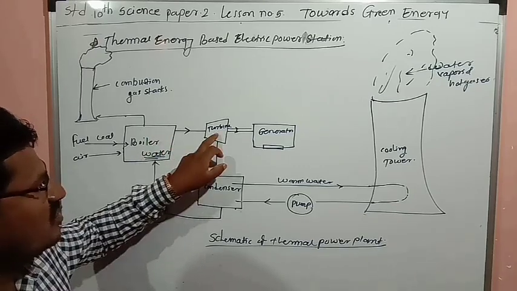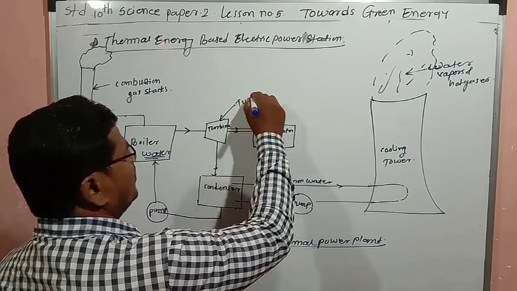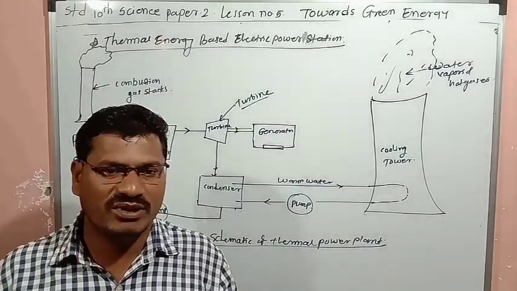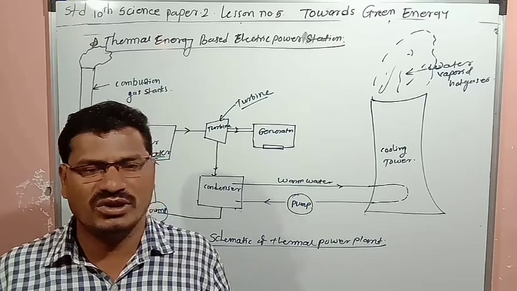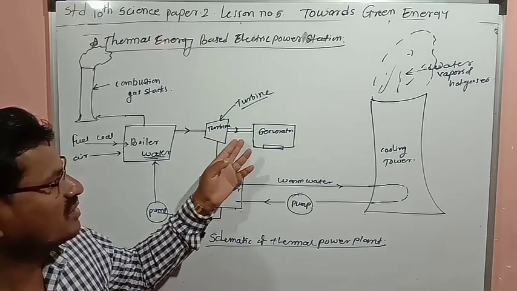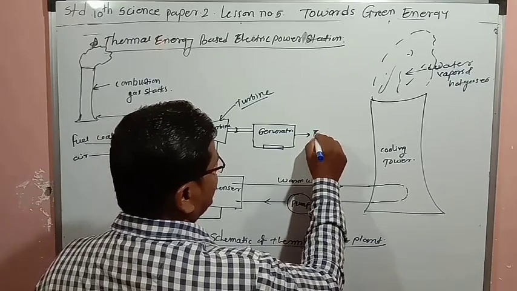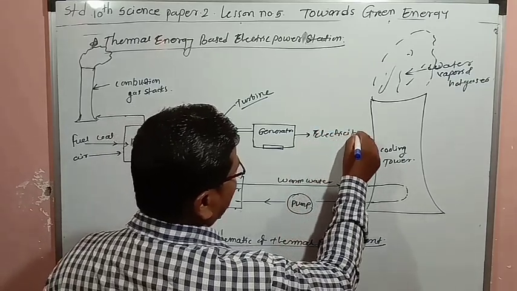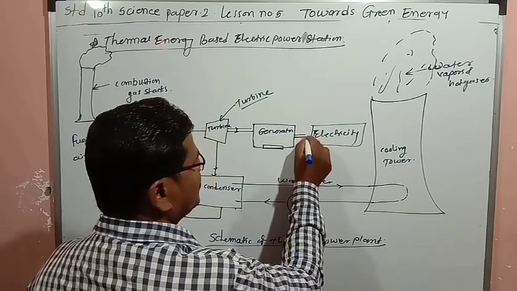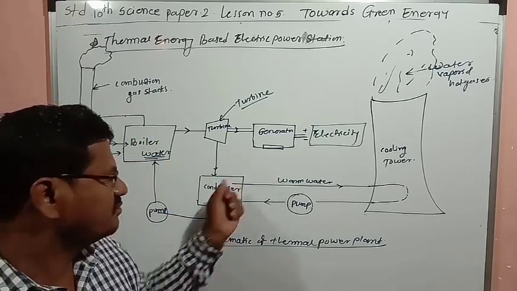That steam is taken to the turbine. This one is the turbine. Due to the high temperature and high pressure, the turbine is rotating with the help of steam. The turbine is connected to the generator, and the generator will give electricity. Suppose you can mark here positive, here negative, so you can get electricity with the help of the generator.